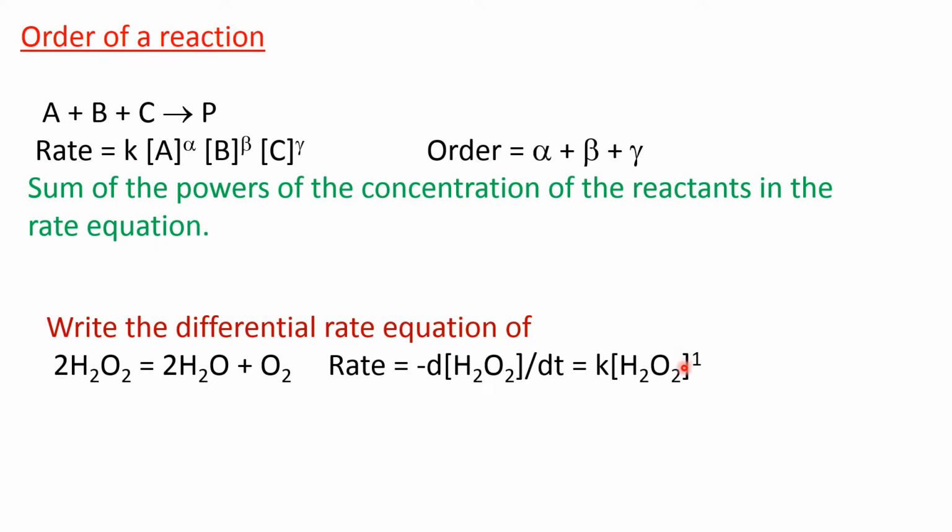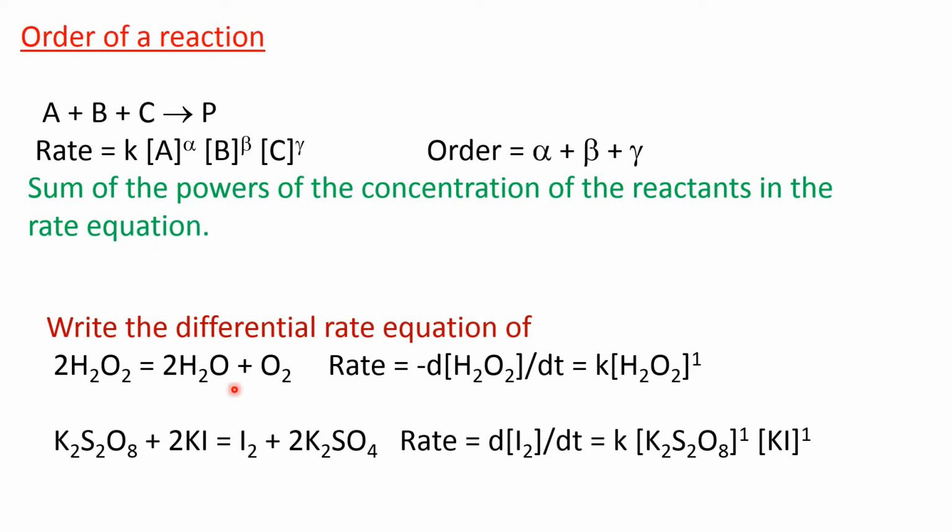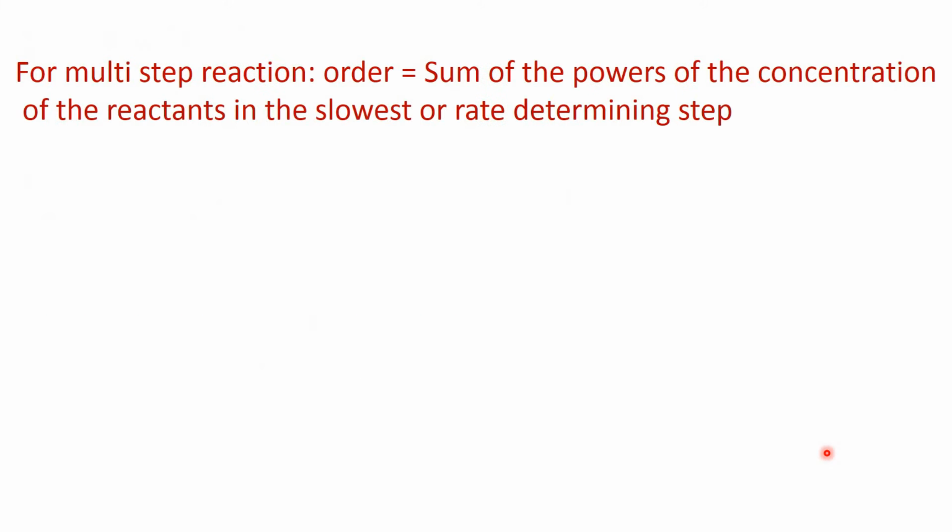These are experimentally determined quantities. Let's see another example. Say potassium persulfate and 2 moles of potassium iodide. Here the products are iodine evolved and potassium sulfate formed. Now rate will be equal to K into molar concentration of persulfate to the power 1. Here the stoichiometric coefficient is also 1. But molar concentration of KI to the power 1. Here the stoichiometric coefficient is 2. So it may be equal, may not be equal. So in the first example the overall order of the reaction is 1. Here the overall order of the reaction is 1 plus 1, 2.